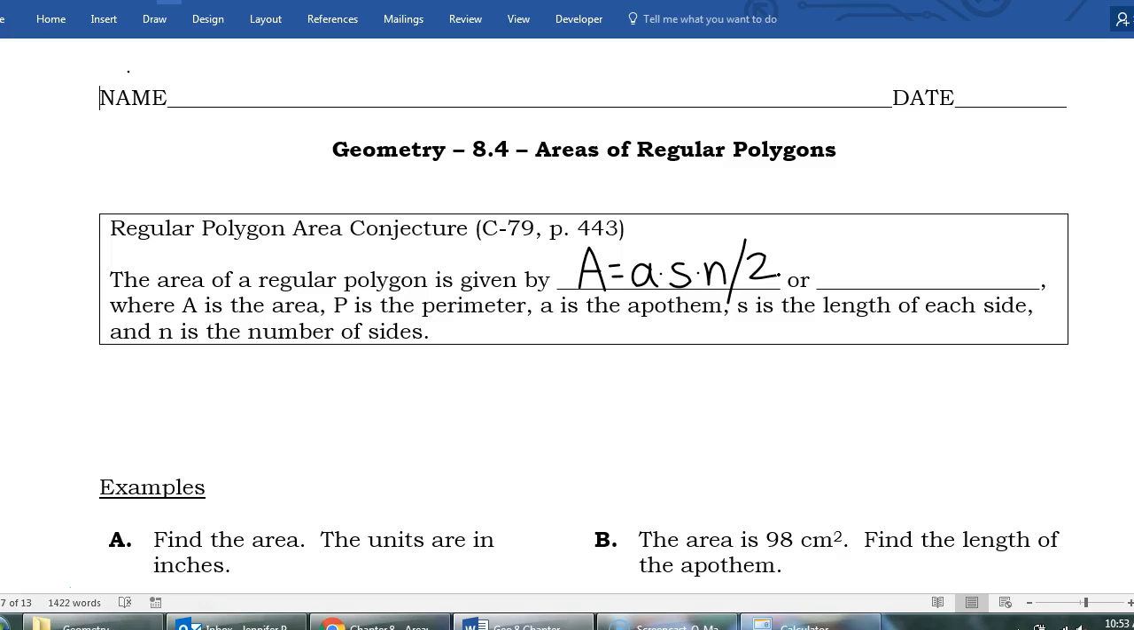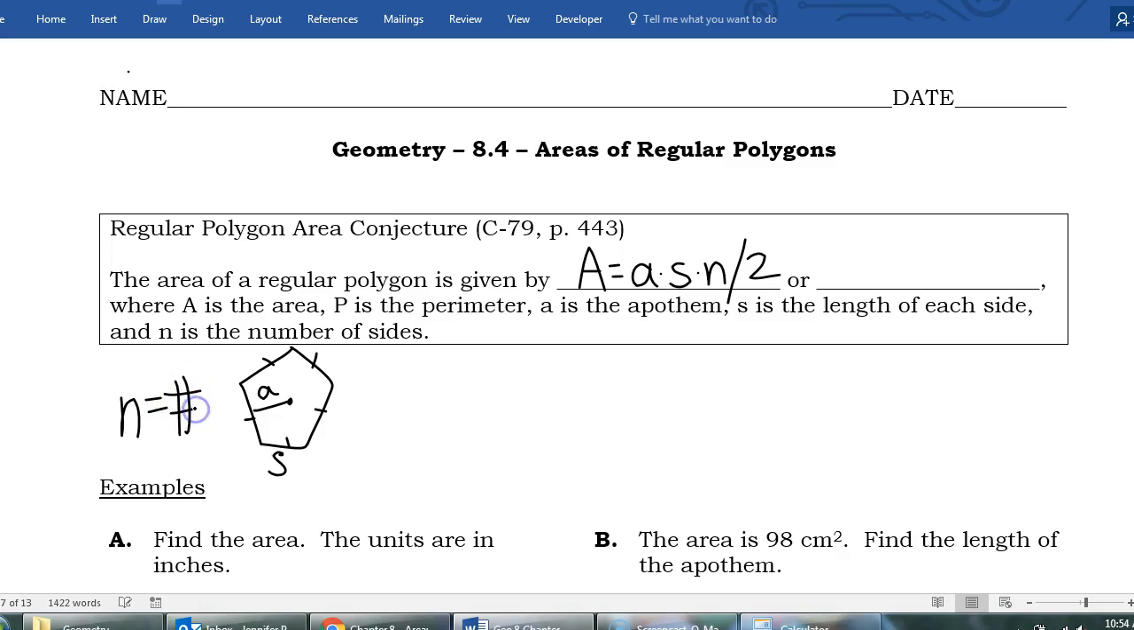If you have your regular polygon, the apothem is kind of like a radius on a circle. It's a segment that connects the center of the figure to the midpoint on one of its sides. We'll put the little a there for the apothem. We said s was the length of the side, and remember, this is a regular figure, which means all the sides are the same. And n stands for how many sides there are.